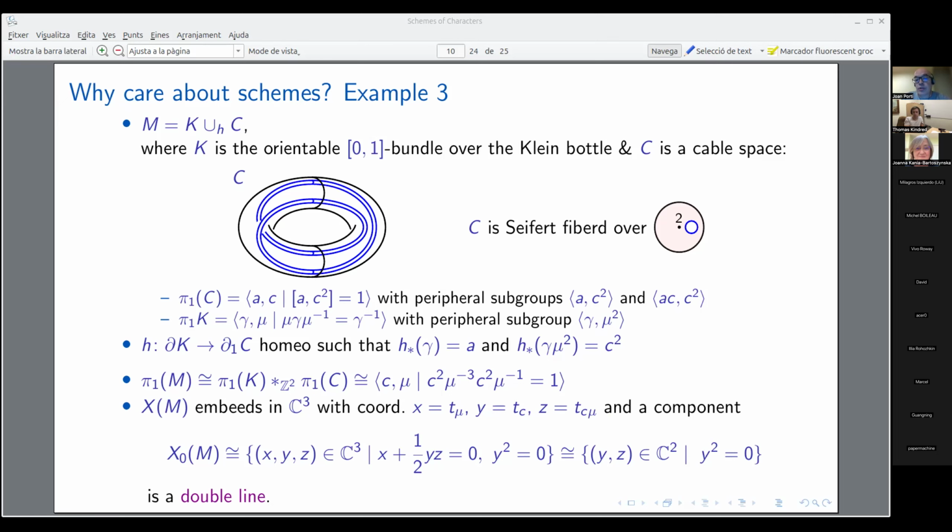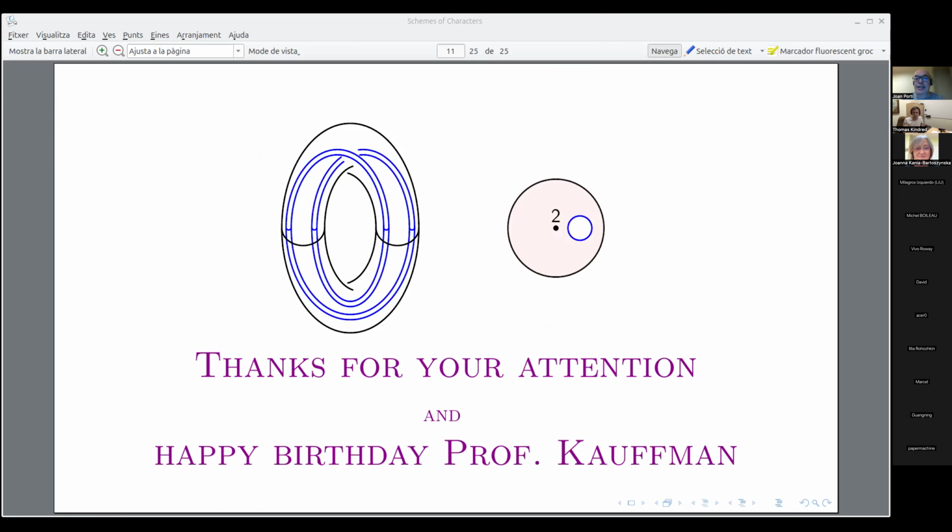Okay. So I will just finish with a picture of the cable and the basis. Thank you for your attention.